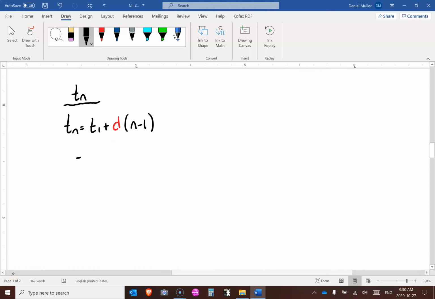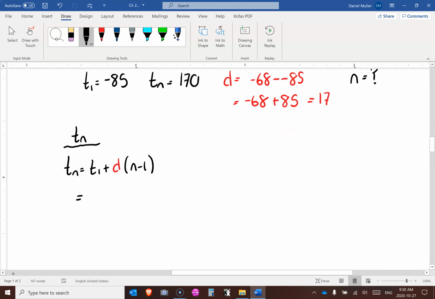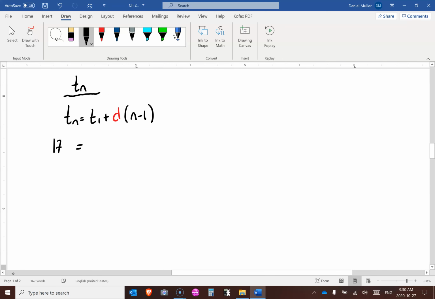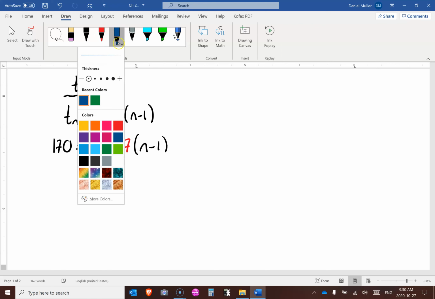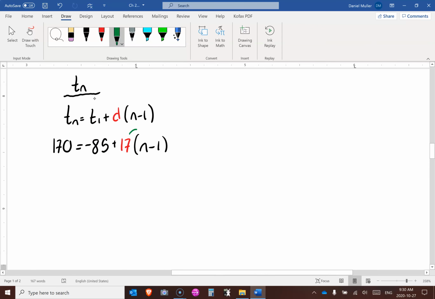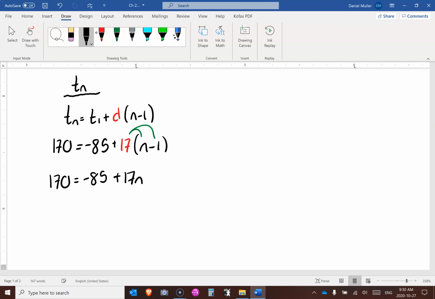And now we can fill this out. Tn, I don't even remember what it was, 170 and 85. So this is 170. First term is negative 85 plus our d, which was a positive 17, times n minus 1. And then I can multiply the 17 in. So 170 is equal to negative 85 plus 17 times n is just going to be a 17n. 17 times 1 is a negative 17.